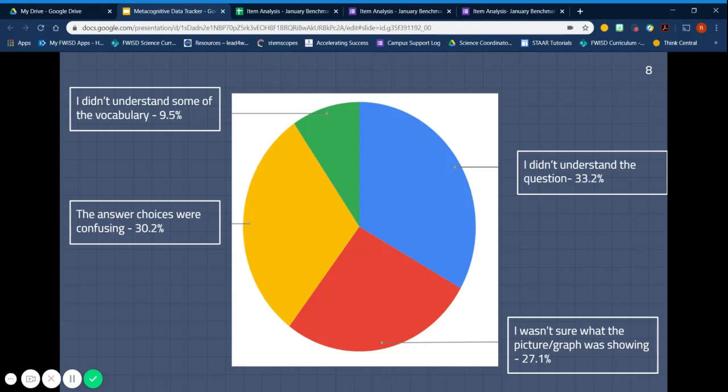I can say from my experience, when I was in the classroom and I would get my data back, I would see which topics we did well on and which topics we struggled in. And in the topics that we struggled in, I would immediately go to vocabulary. I would pull out the flashcards and all those drill and kill worksheets. But what this data is telling us directly from the students is that the vocabulary isn't what's tripping them up. It's the question.